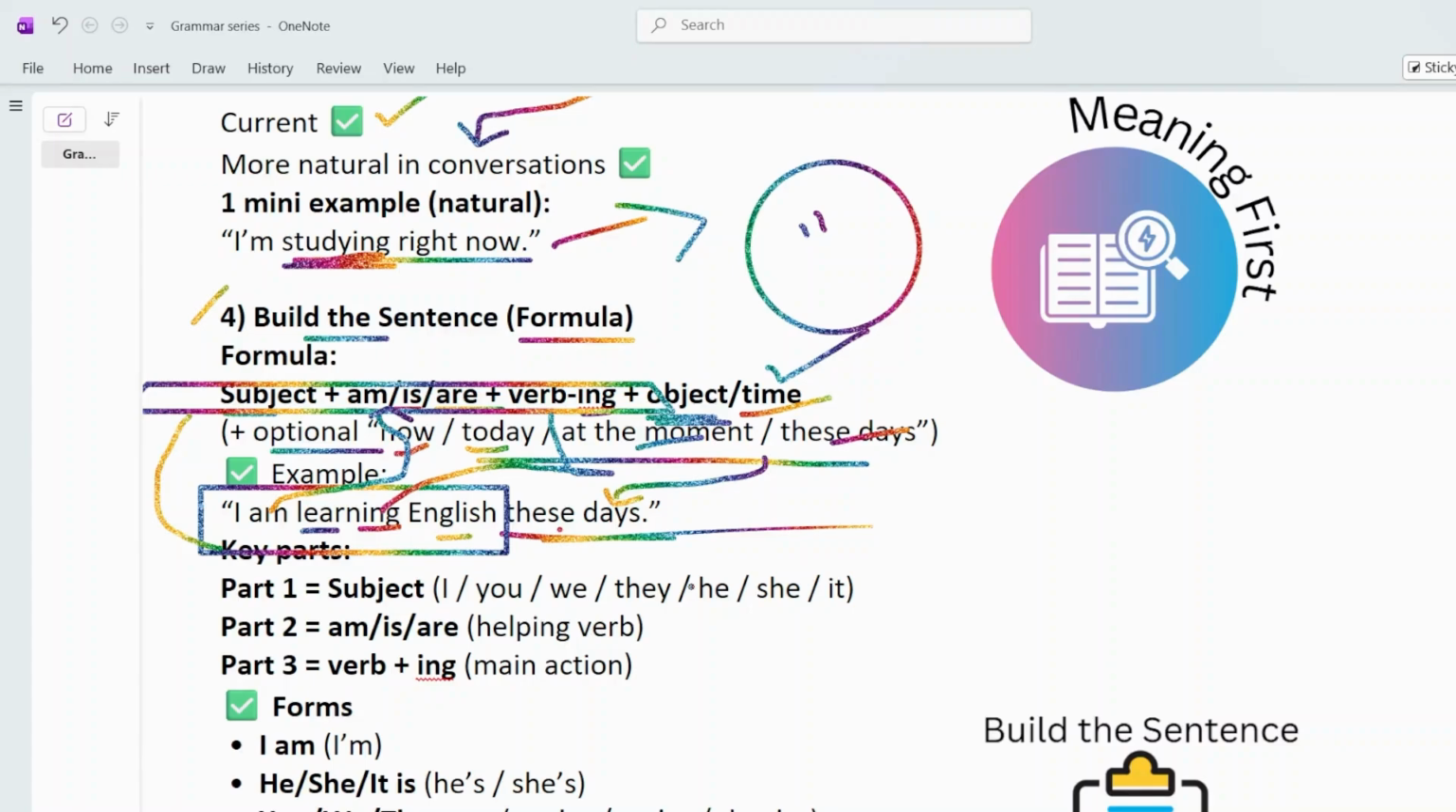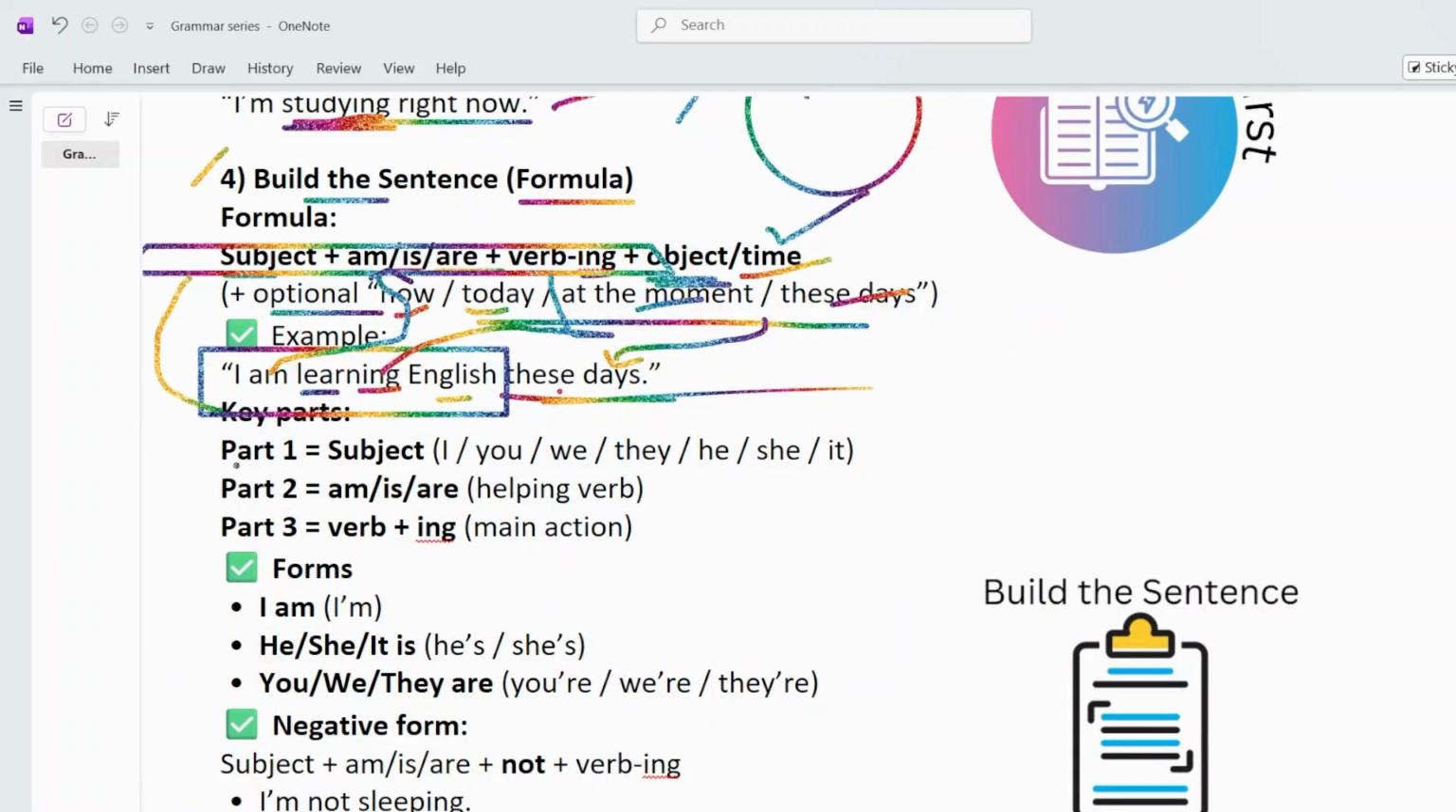So let's learn the forms, guys. What are the forms? Part one is the subject. The subject can be in the form of I, you, we, they, he, she, it. And the second part is am, is, or are, and that's the helping verb. The third part is the verb in the ing form. That is the main action plus your ing. I just call it ing form because it's easy to pronounce. However, you can also call it the ing form of verbs.